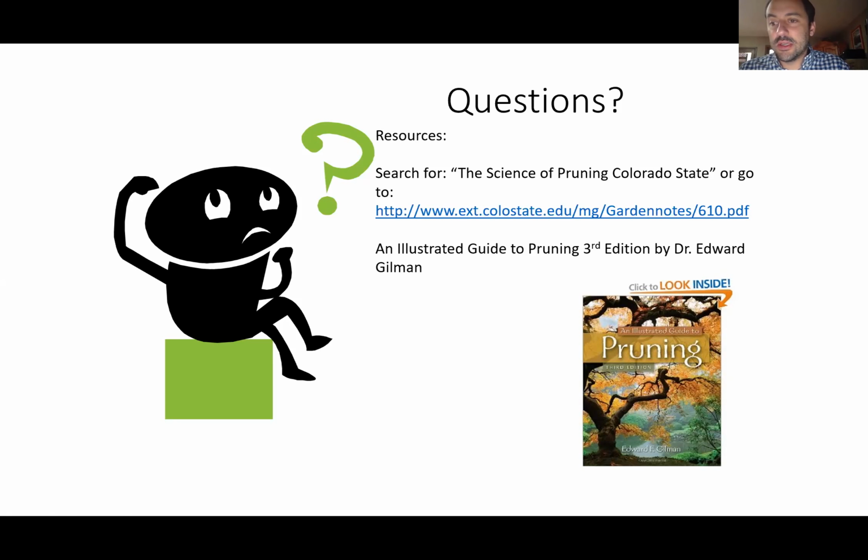Here you have some resources that if you're really into pruning, you can go to our garden note. I linked that in the chat earlier. The very best book on pruning for young trees that I've ever found is Dr. Gilman's Guide to Pruning, which is pictured here. You can find it on Amazon for about $60.